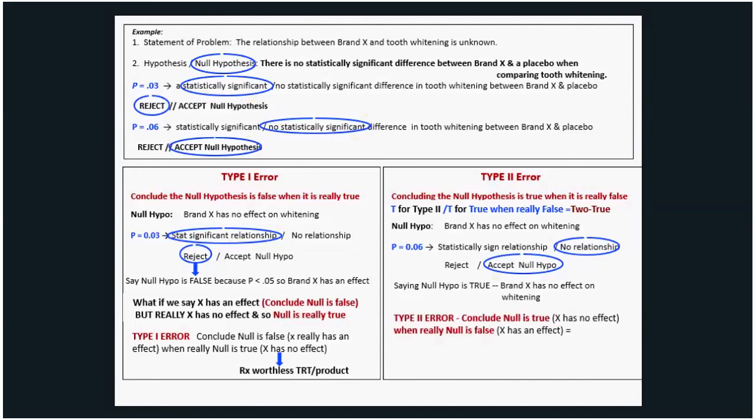Type 2 error means that you conclude the null is true when actually the null is false. So again, remember, type 2: T for 2, T for true. Null is true when it's actually false. And what happens with this then is you can overlook a good possible treatment or product.